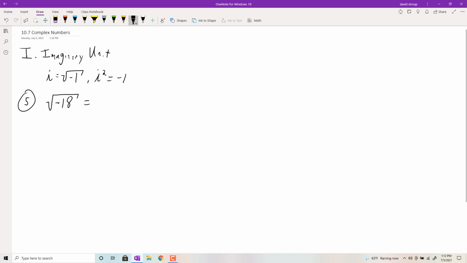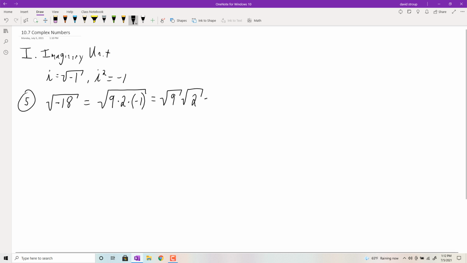What I like to do is march the i part, the imaginary part, out the back, and the perfect squares out the front. I'll show you what I mean. I'm going to factor it. 18 is 9 times 2, and then I have this negative 1 as well. Then I can use the product rule for square roots to split this up into the square root of 9 times the square root of 2 times the square root of negative 1.